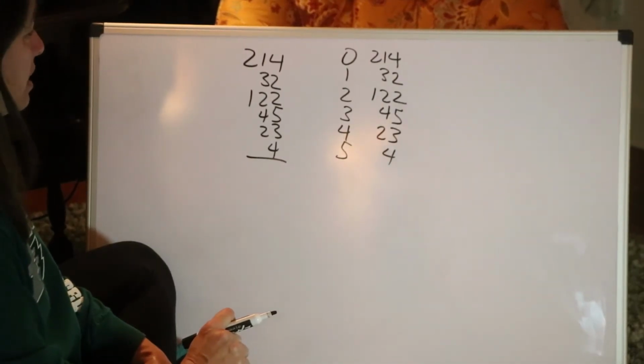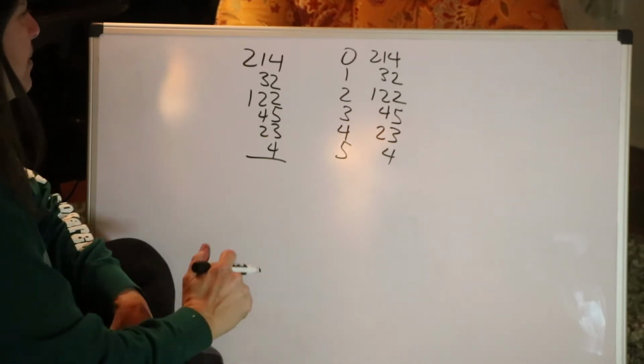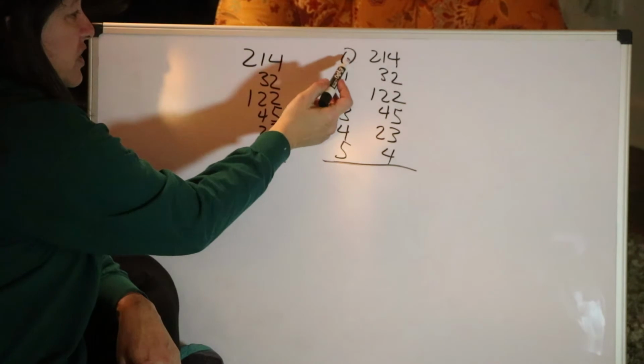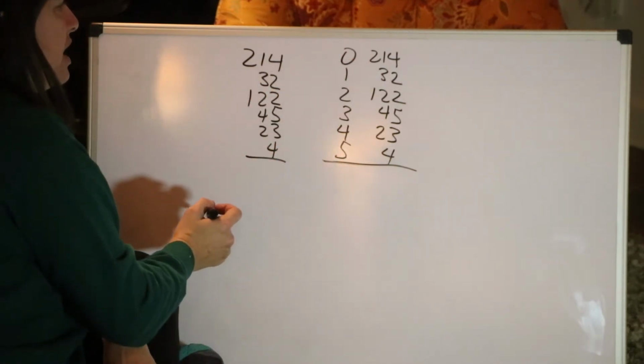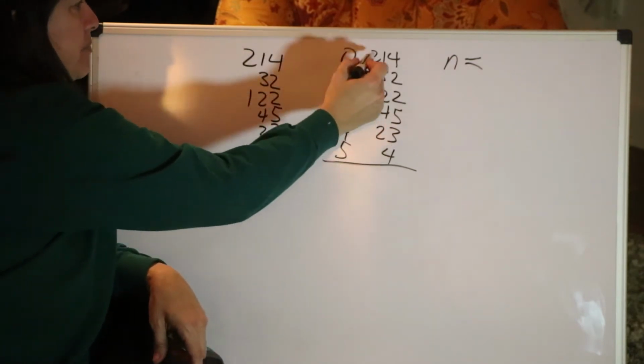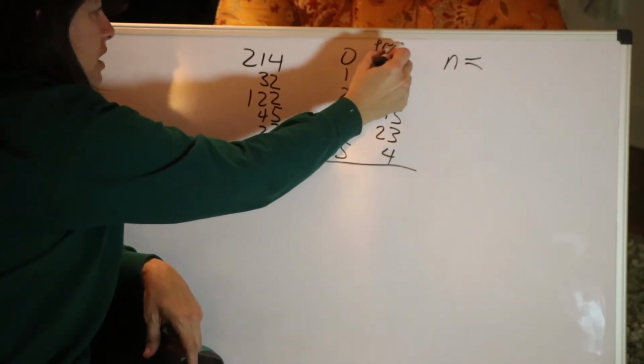All right, so here's our frequency distribution of how many siblings people have. So we have 214 people who have 0 and so on. We need our n though. So we have to add up our number of people over here.